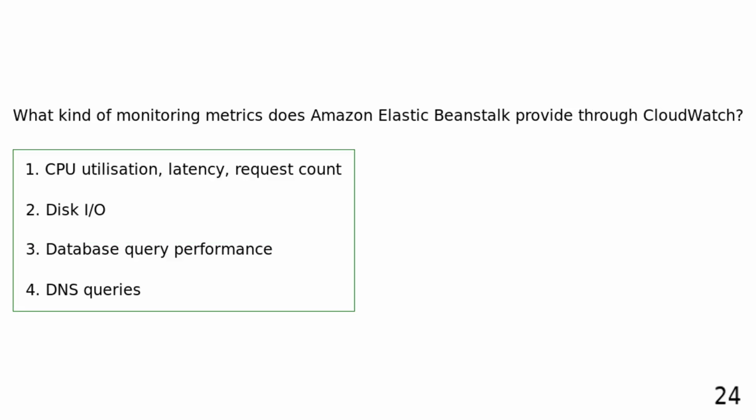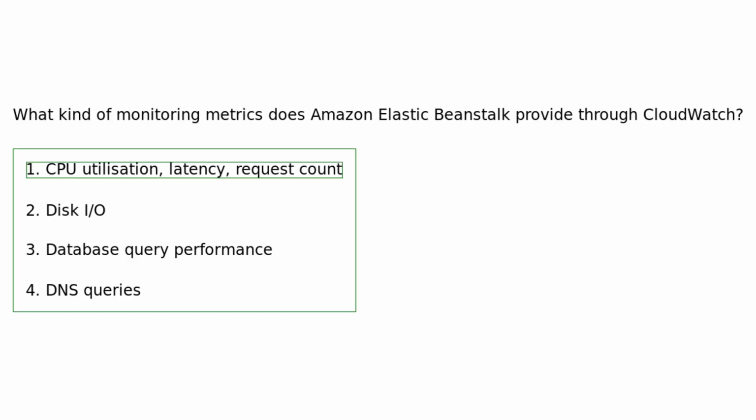What kind of monitoring metrics does Amazon Elastic Beanstalk provide through CloudWatch? CPU utilization, latency, request count, disk I/O, database query performance, DNS queries. Elastic Beanstalk provides monitoring metrics such as CPU utilization, latency, and request count through CloudWatch.